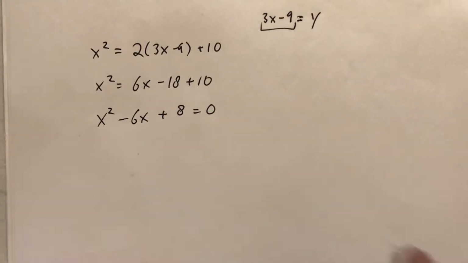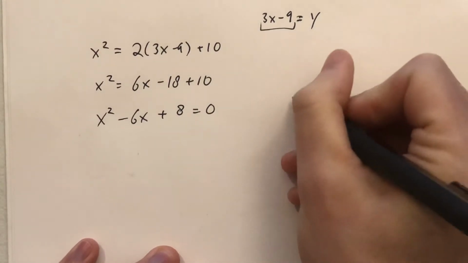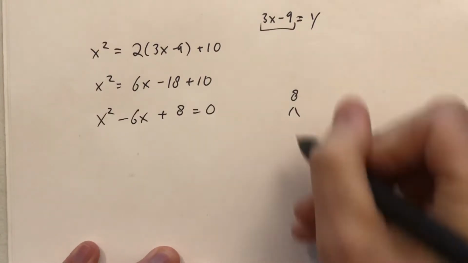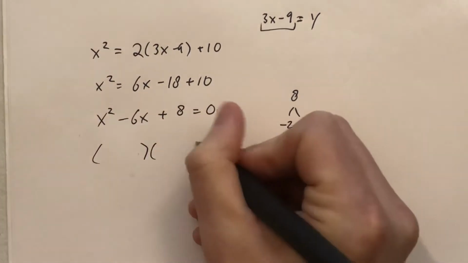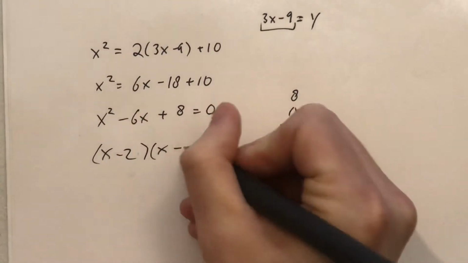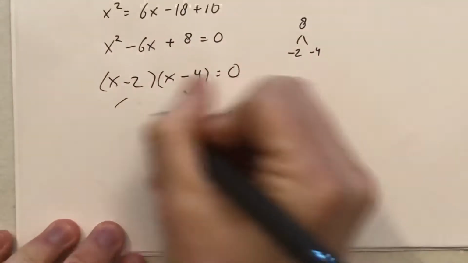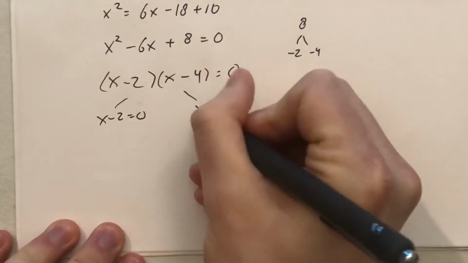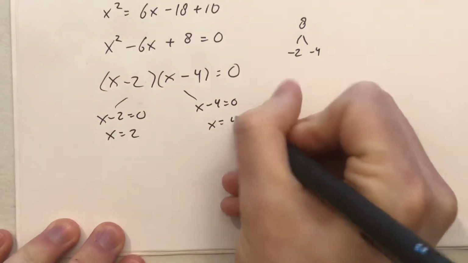So then the question of factoring this: GCF is 1, two numbers that multiply to positive 8 and add to negative 6 would be a negative 2 and a negative 4. So we can factor this with x minus 2 and x minus 4. What that means is we get two equations, so we get x equals 2 and x equals 4.